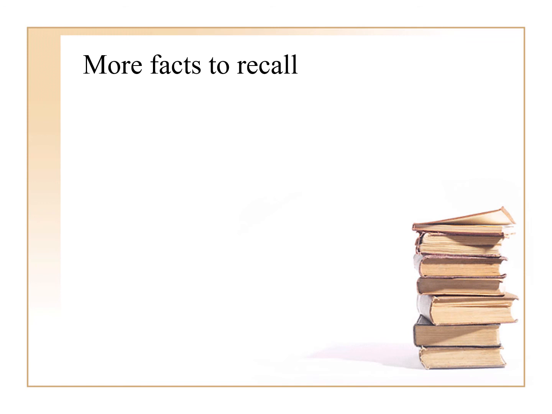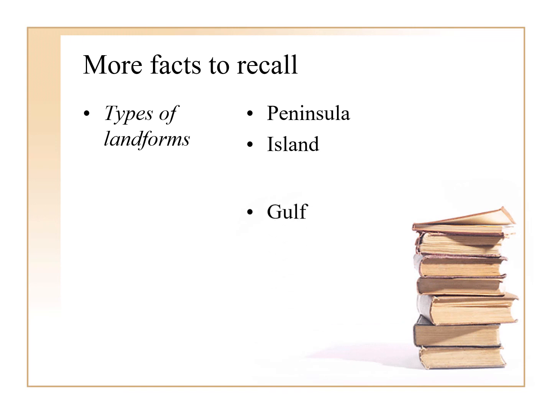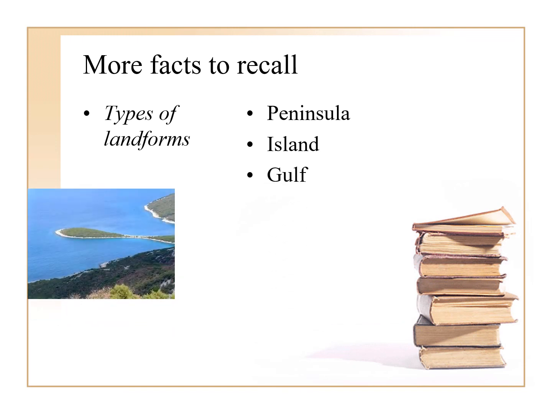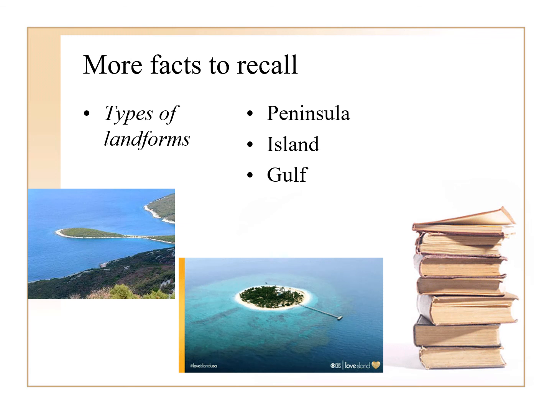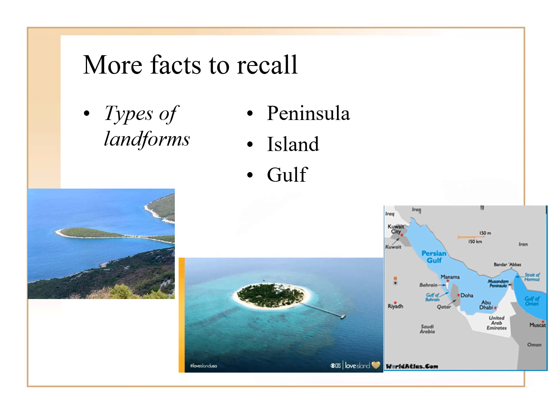Let's look at more facts to recall. Types of landforms. We learnt about a peninsula. What is a peninsula? It's a body of land which is covered by water on three sides, an island, and a gulf. So that's your peninsula, followed by island which is covered by water on all sides, and finally here's the gulf. Okay, so the keywords of this lesson, children, try and remember the national bird of the two countries. Try and remember these three vocabulary words.